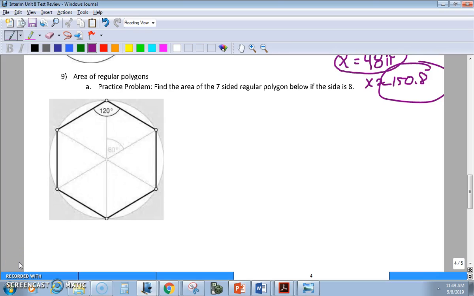All right, everyone, last question. So the question on the test actually has a 7-sided figure, and even though I wrote 7-sided figure here, this is actually a 6-sided figure in this question. And we want to find the area.